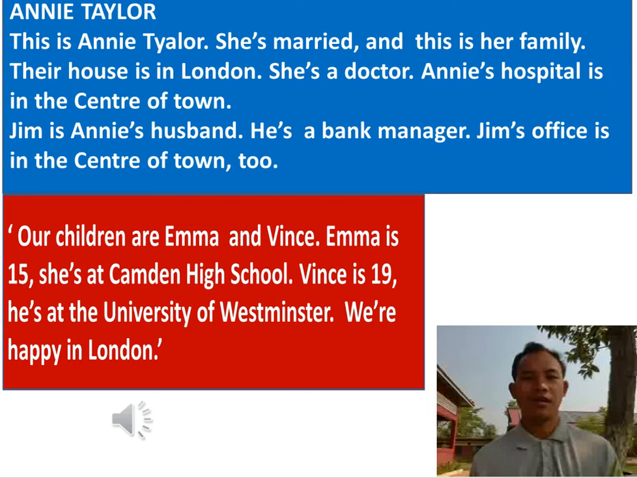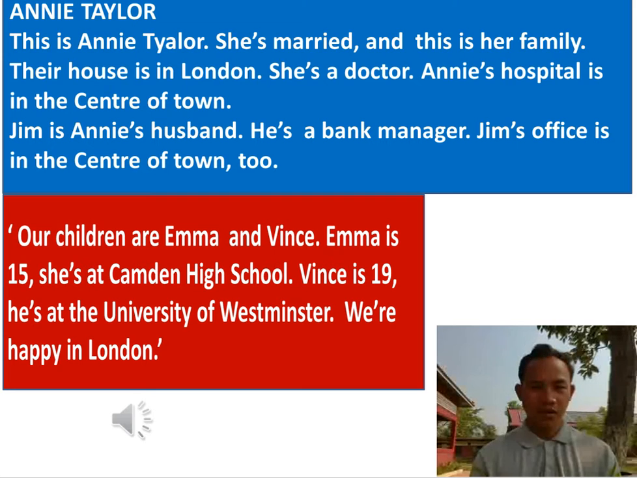So Annie has a husband, and her husband's name is Jim, and he's a bank manager, and he works in an office in the center of London. She also has two children, and who are they? Emma and Vin, right? Yeah, good. So Emma is a student, still at Camden High School, and Vin is still at university, and he studies at the University of Westminster in London.